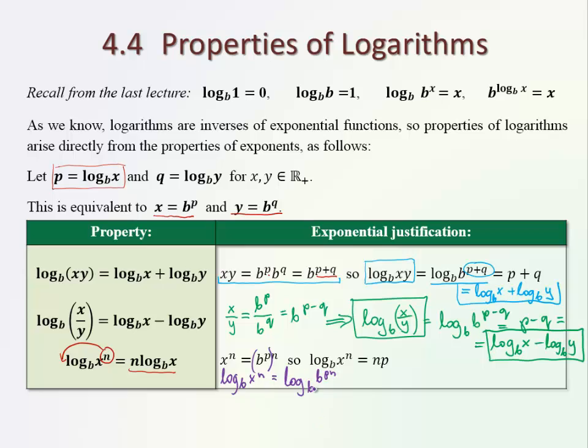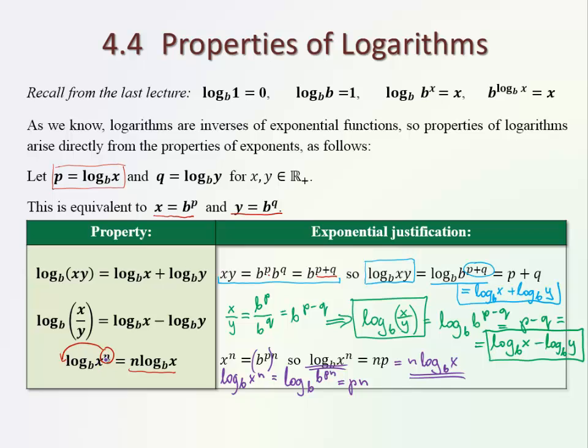But log base b and the exponential function with the same base annihilate each other, so we end up with just pn. Therefore, we really have this equation: log base b of x to the n equals n times p, which is the same as n times, and our p was log base b of x. So yes, indeed, we have this property. We can always take the exponent outside of the log.